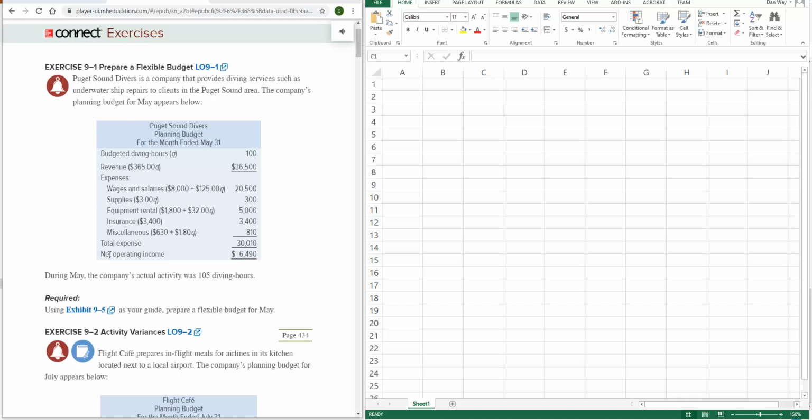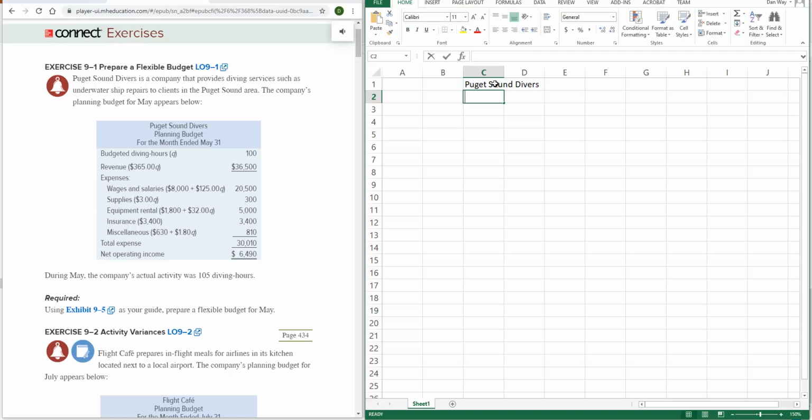We have their planning budget shown here in the box. And as you know from your reading, planning budgets are prepared at the expected or budgeted level of activity. We contrast that with our flexible budgets, which are prepared at the actual level of activity. And we note below the box here that during May, Puget Sound Divers' actual activity was 105 diving hours, slightly more than the 100 hours they had expected. So our requirement here is to put together a flexible budget for that same period.